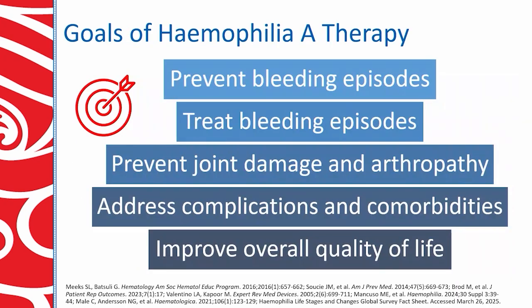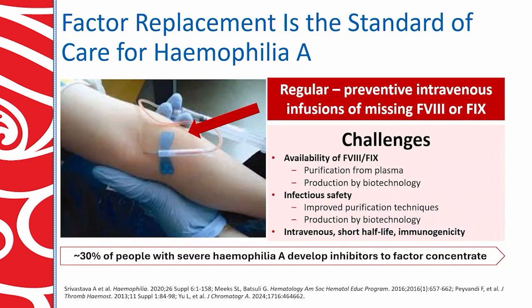The burden is huge. So what are the current goals of hemophilia therapy? Certainly to prevent the bleeds, to treat the bleeds, to prevent joint damage and arthropathy as early as possible in life, to address the complications and the comorbidities of the past, and certainly to improve the quality of life so that patients with hemophilia can live more or less a normal life.